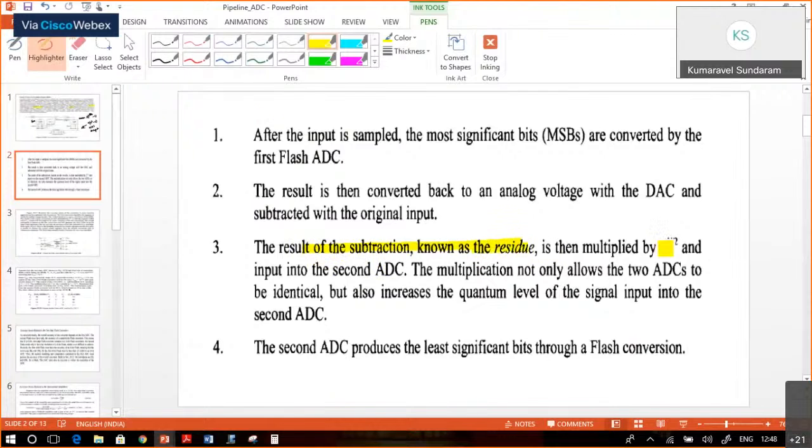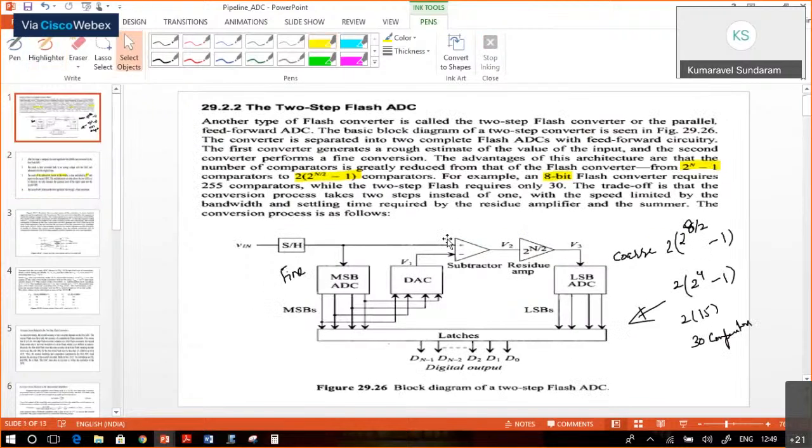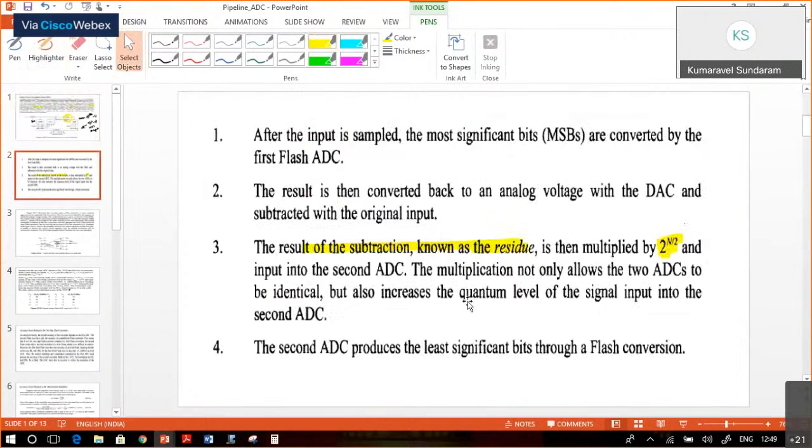The residue is multiplied by a gain of 2 power n by 2. This is the gain of the amplifier, so we need to design the gain of the amplifier to be 2 power n by 2. The multiplication not only allows the two ADCs to behave properly, but also increases the quantum level of the signal input into the second ADC. Then the second ADC produces the least significant bits through a flash conversion.